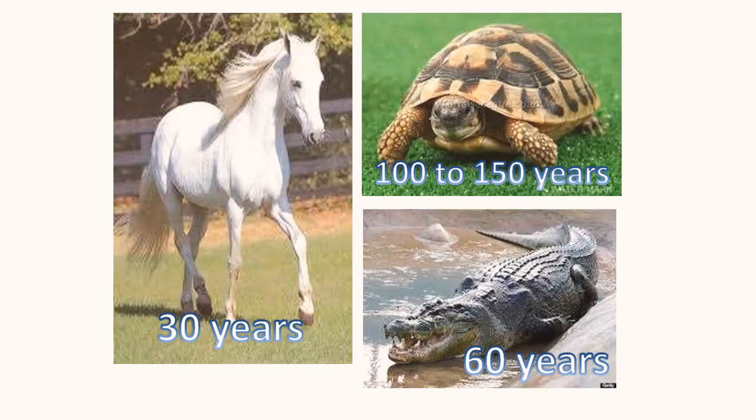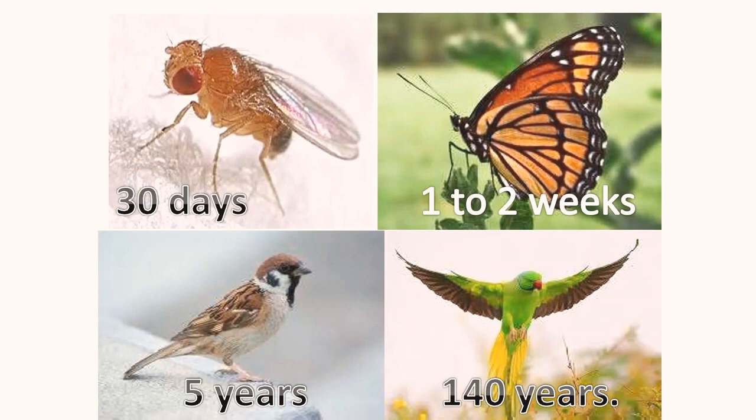In horse, the lifespan is 30 years approximately. Longest lifespan in animals is of tortoise, which is about 100 to 150 years. In flies, it is 30 days. Butterfly, it is 1 to 2 weeks. Sparrow, it is 5 years. And in parrots, it is 140 years.